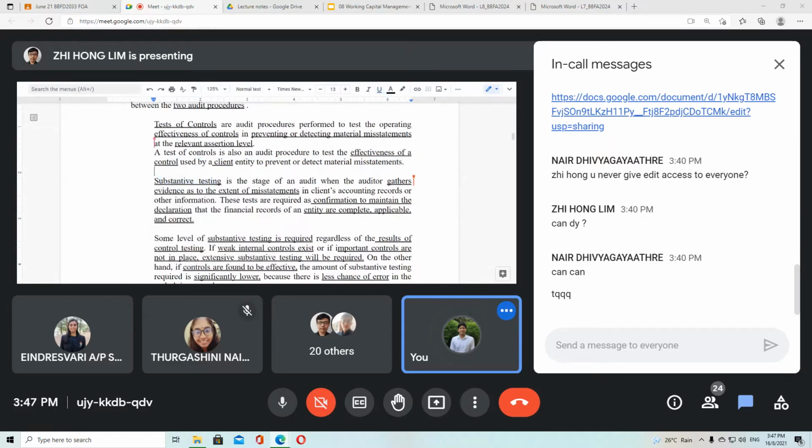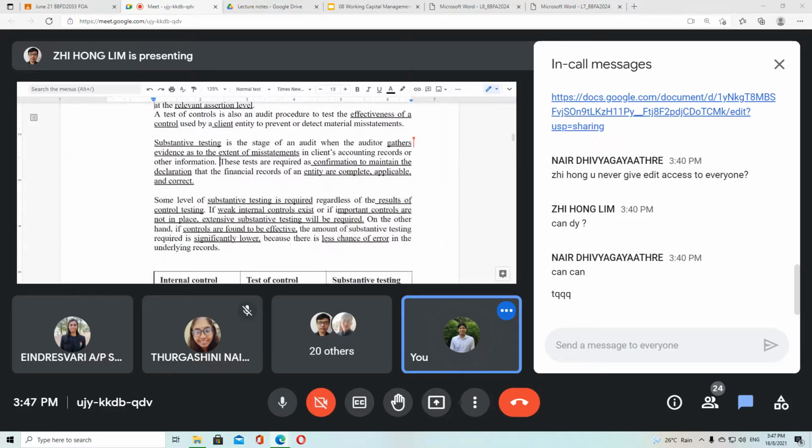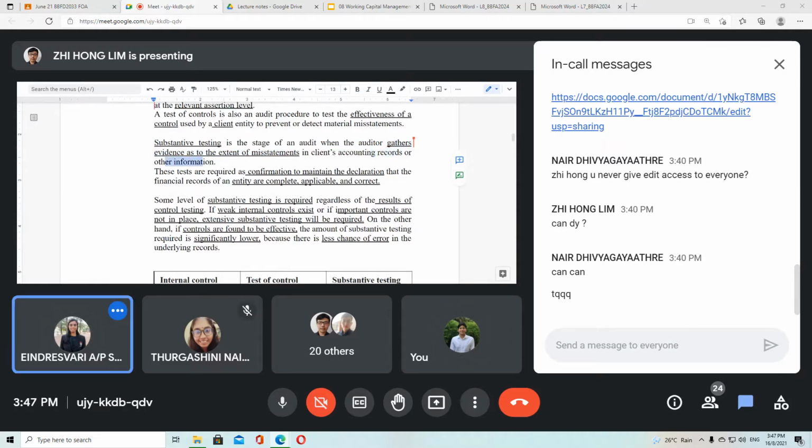Next one is substantive testing. It is the stage of an audit when the auditor gathers evidence as to the extent of misstatements in the client's accounting records or other information. These tests are required as confirmation to maintain the declaration that the financial records of an entity are complete, applicable, and correct.